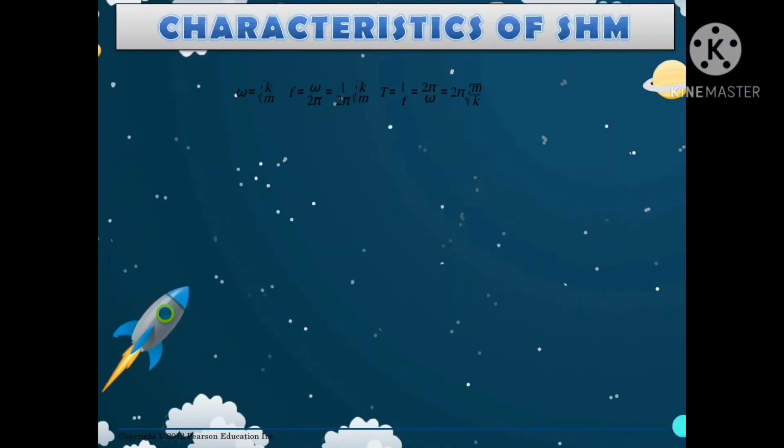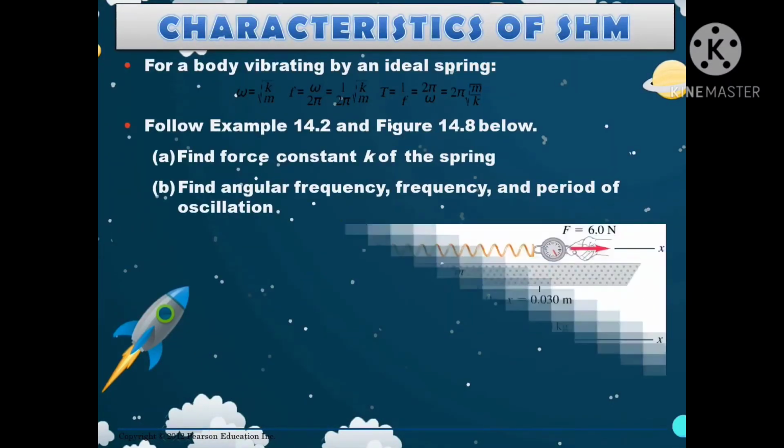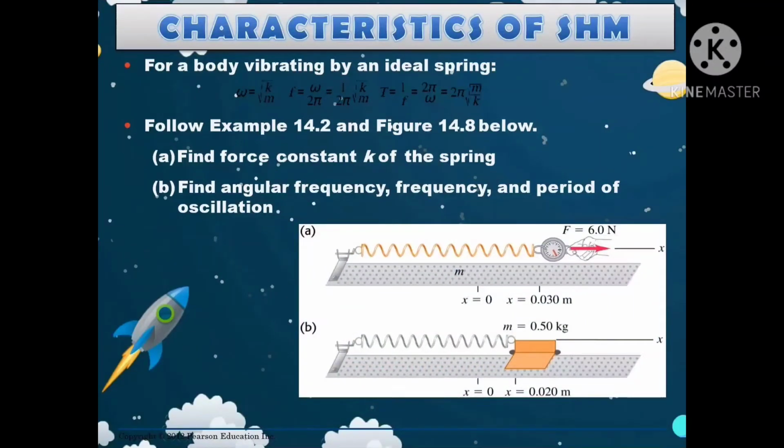Characteristics of simple harmonic motion. For a body vibrating by an ideal spring, omega is equal to square root of k upon m, and the period T is equal to 2 pi under root m upon k. Follow example 14.2 and figure 14.8 below. Figure A, find force constant k of the spring. And figure B, find frequency, angular frequency, and period of oscillation.